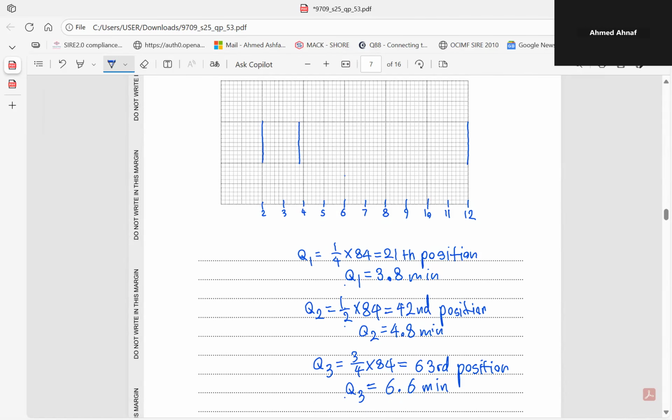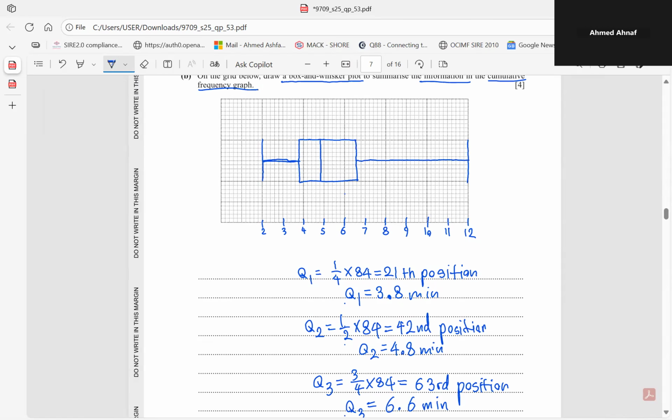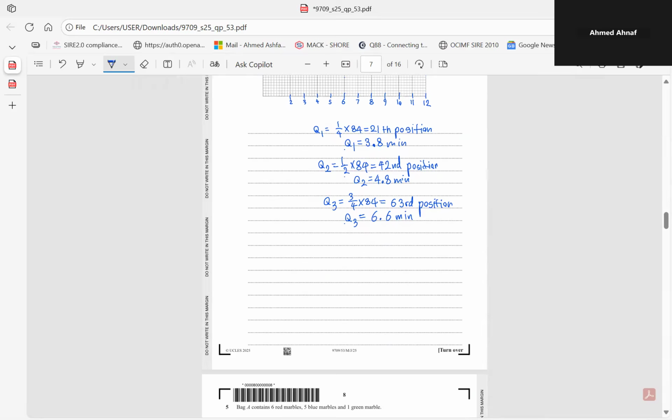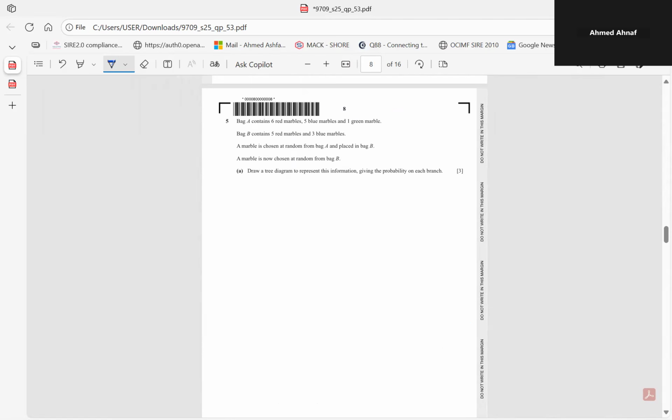And Q2 is 4.8, which is right before 5, so it's right here. Q3 is 6.6, which is 2 places before 7. Okay, and then this is our box. Then the lines connect the box to the ends of the whisker plot. Okay, so this is our final box and whisker plot. Let's head on to the next question.